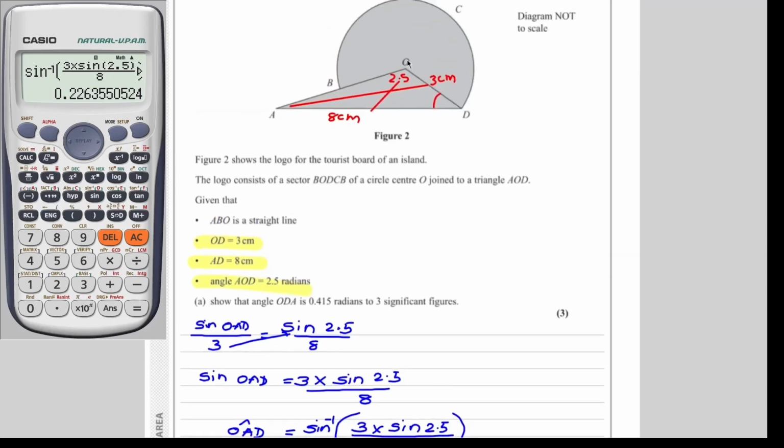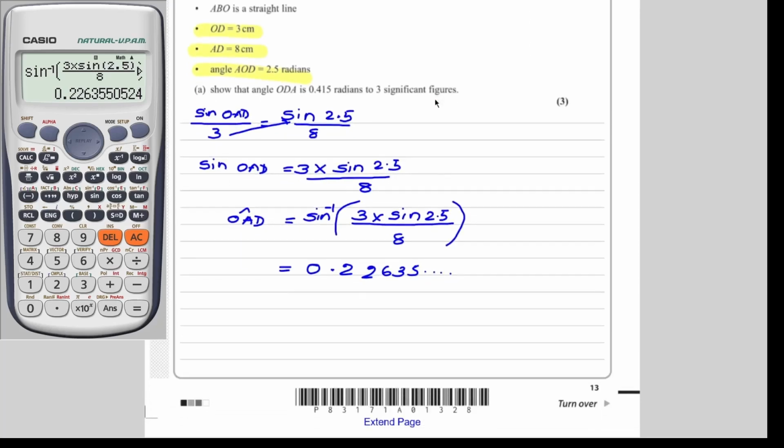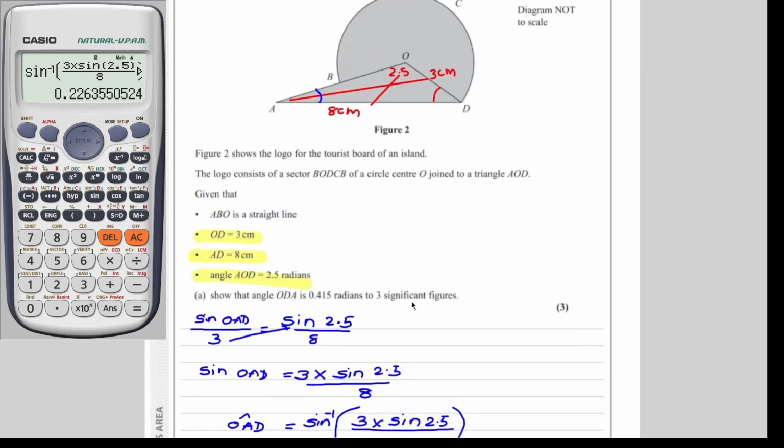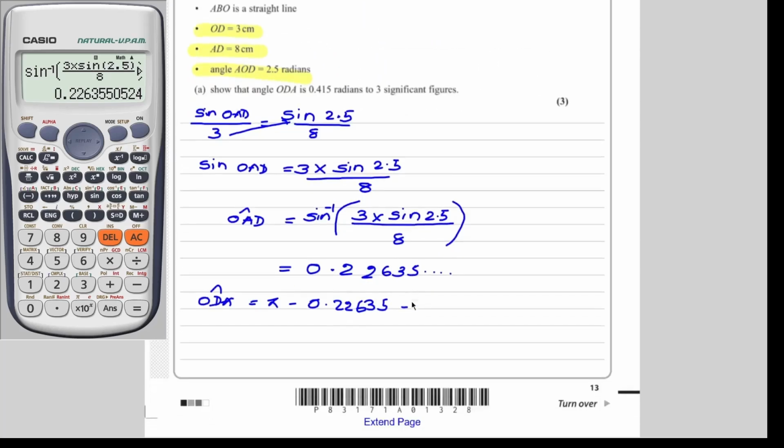So, we need to get ODA. Here, we need to get this angle. We found this angle. Now we need to get this one. We know that all 3 angles of this triangle add up to 180, or in radians, pi. Therefore, to get ODA, ODA equals, since all 3 angles add up to pi, pi minus 0.22635 minus the given angle, 2.5, minus that much as well, 2.5.